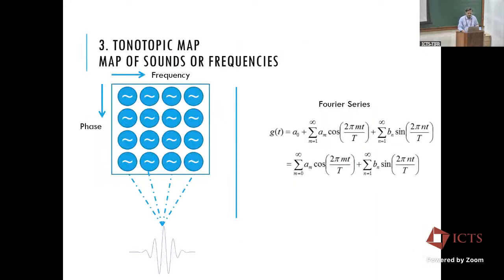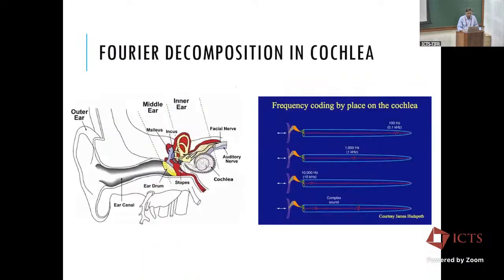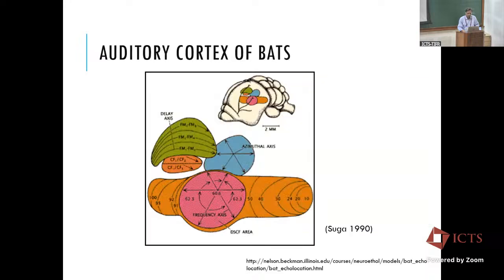So the next thing is a tonotopic map. A tonotopic map is found in many places in biology, in animal brains. For example, in the basilar membrane of the cochlea. It's a mechanical structure, not a neural network, but it does some kind of Fourier transform of the input signal. Another place is the auditory cortex of bats, with many seminal works done by Nobuo Suga and many others.